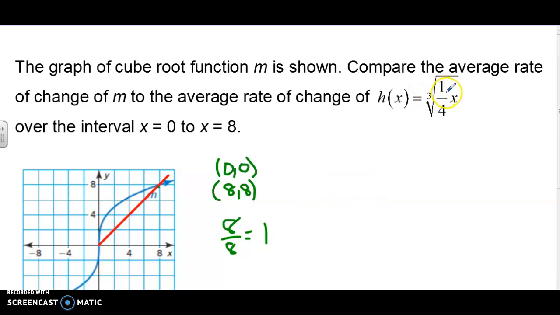Alright, so now we need to find out the average rate of change of h. So if I plug in 0 for x, I'd get 0. The cube root of 0 is 0. So I'm going to have 0, 0. Now, if I plug in 8, I'm going to have to take 1/4 of 8, which is 2, and I'm going to take the cube root of 2. So to take the cube root of a number in your calculator, I'd press 3 and then the math button, or you just press the math button and then 4. Once you press the math button, that would be the cube root there. And then the cube root of 2.